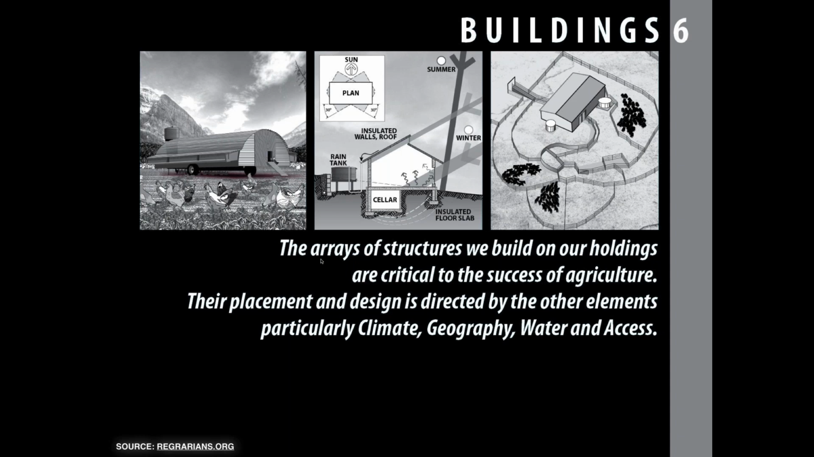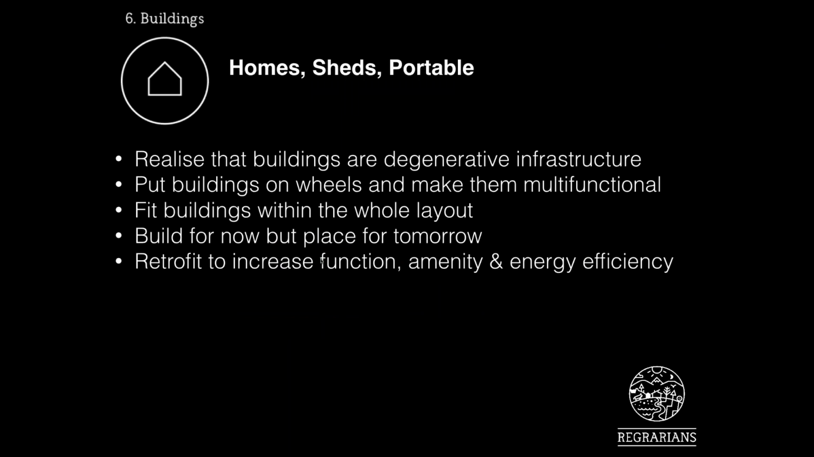So these days, obviously, we have a lot more understanding about energy efficiency, so that's a really important thing, but also about where you place buildings, and consider further to that the development of the portable building. So we look at homes, sheds, portable buildings in this layer, and understand from the outset that buildings are degenerative infrastructure, and highly expensive degenerative infrastructure. And so when you consider that in your planning, then you should be saying, all right, what can I do to make buildings less expensive and more habitable? Have I been as expansive in my outlook there, and as resourceful in my outlook?